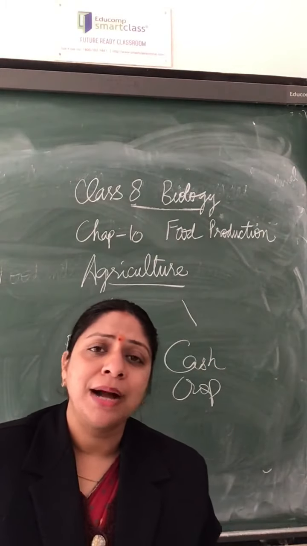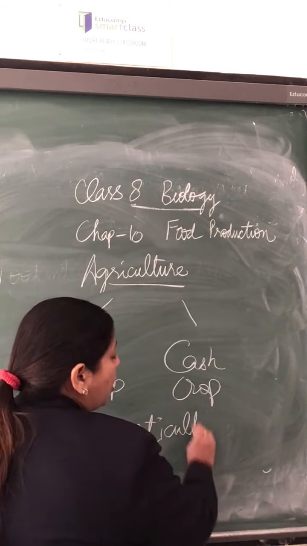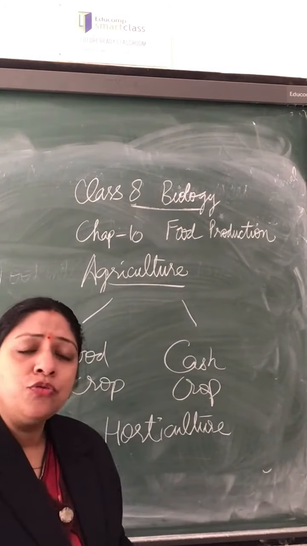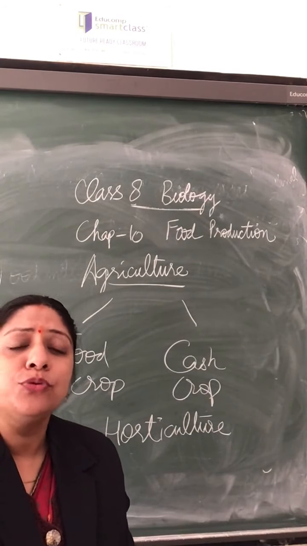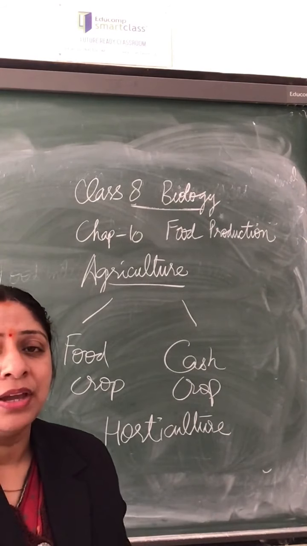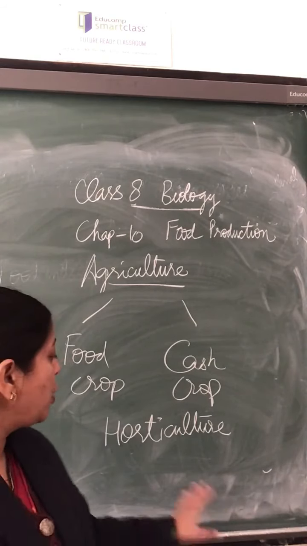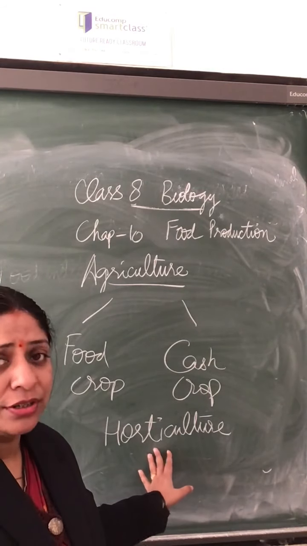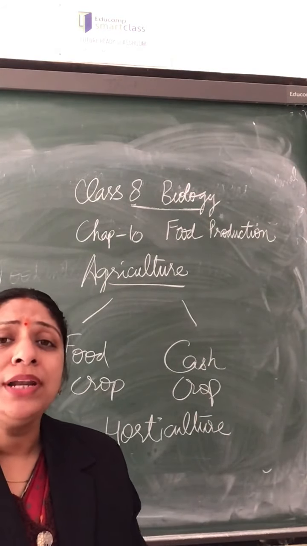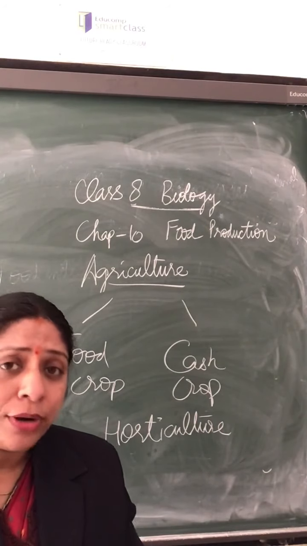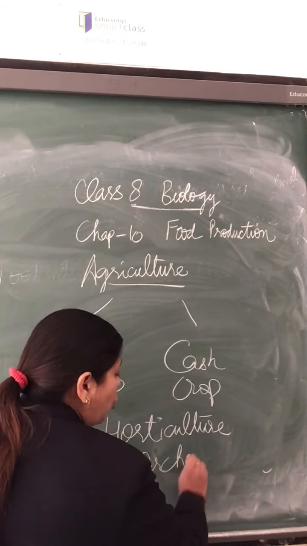Now the next thing comes up as horticulture. Horticulture is also a branch of agriculture in which we are only dealing with the production of fruits, vegetables and flowers. Any kind of flowers, any kind of vegetables which are grown, they all come under horticulture. And in this horticulture, if we are specifically dealing with only the growth of fruit trees, we call those places orchards.